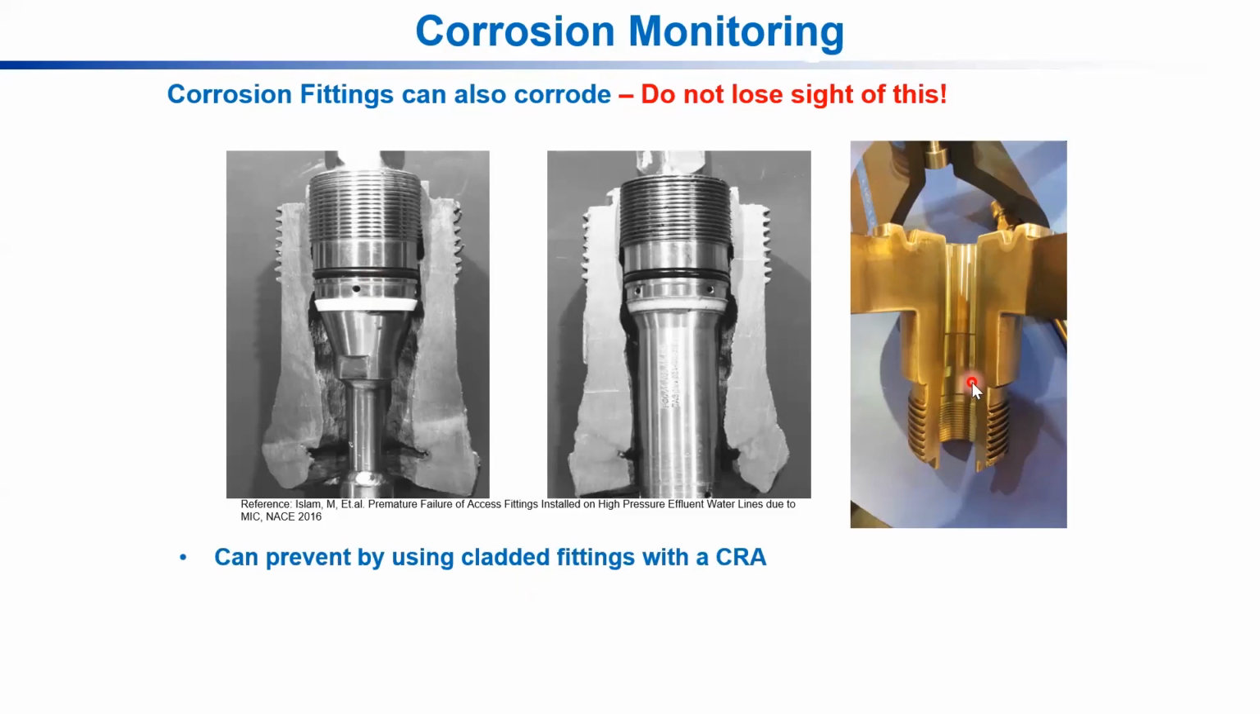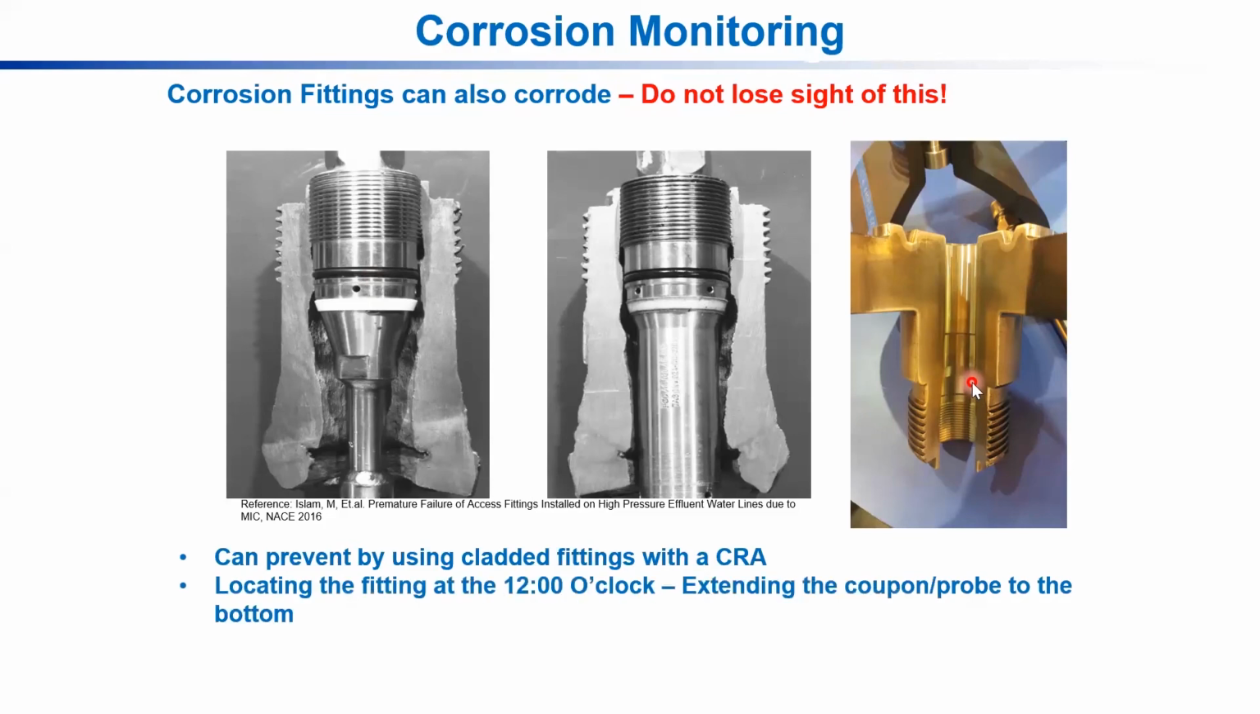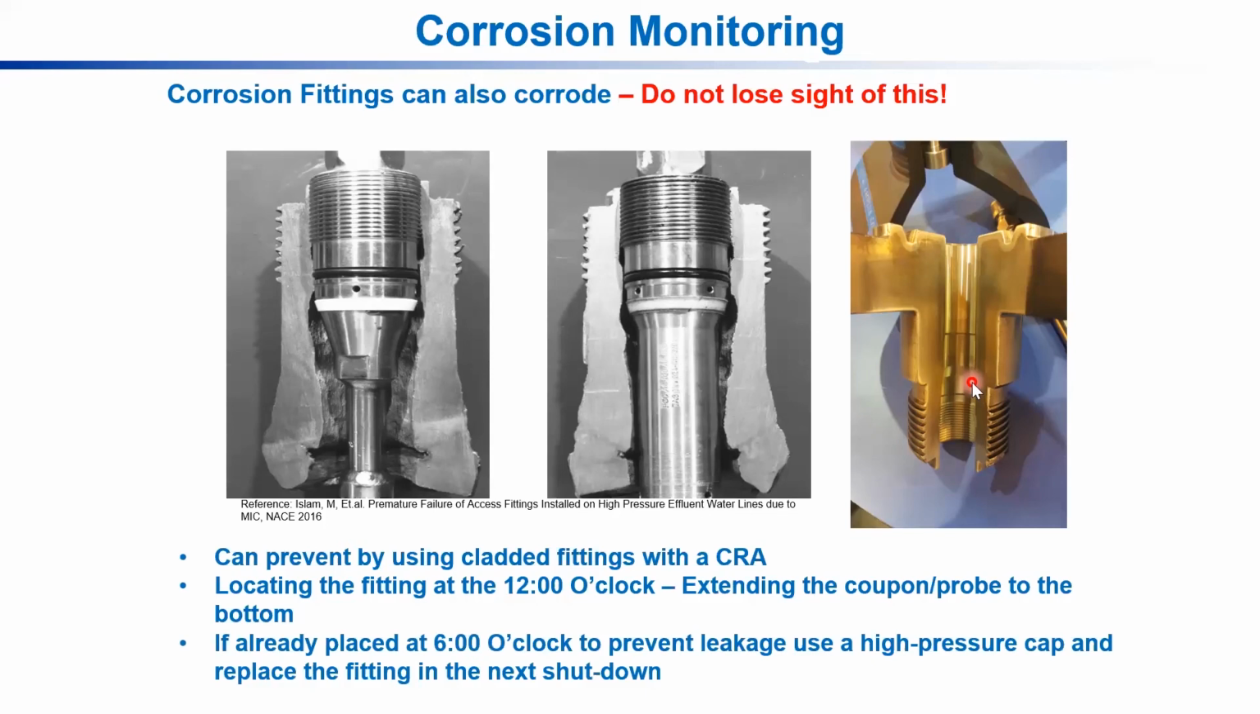Now, if you have this issue in your system, the other thing you can do is locate the fitting at the 12 o'clock position, extending the coupon to the bottom, because now it's not exposed directly to the fluid. You're not going to have debris or bacteria sitting in there. If you already have one of these fittings located at the 6 o'clock position, to prevent leakage, you can use high pressure caps and basically condemn them, don't use them, and replace them in the next shutdown.